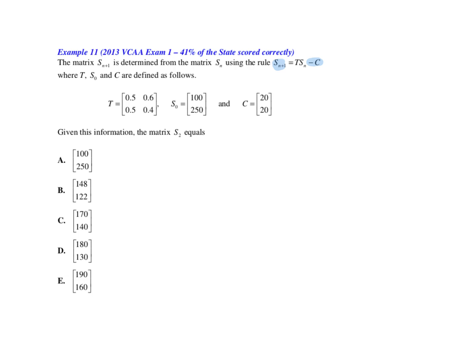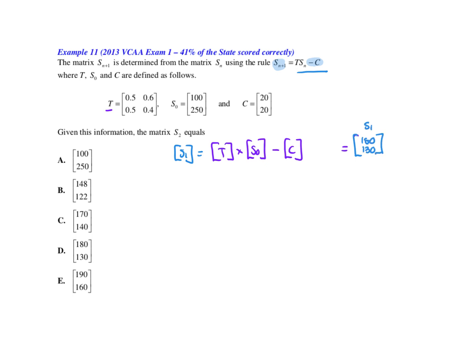So when you have these recurrence relation ones, that means when you have that extra matrix, you just have to do it step by step. Because we've got S0 and we need to get to S2, we'll have to find S1 first. Into the calculator, in purple, I'm writing what you will type in your calculator. You're going to do that transition matrix, times it by S0, and then minus that C matrix. And what you'll end up with is this answer over here, 180 and 130.